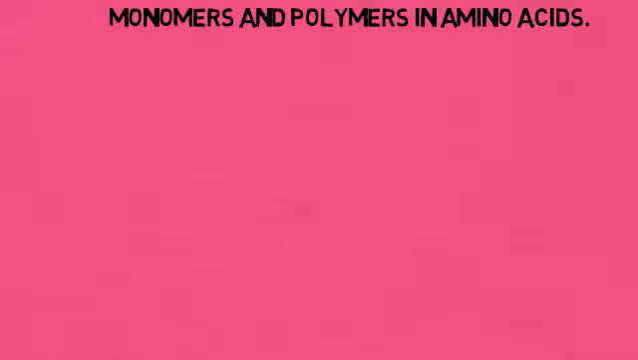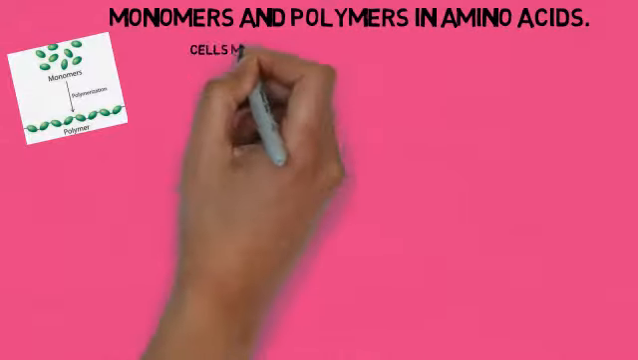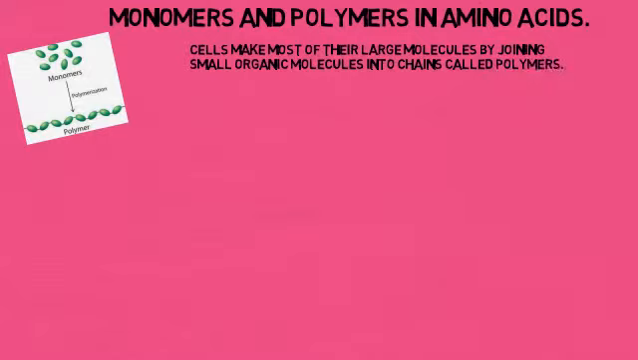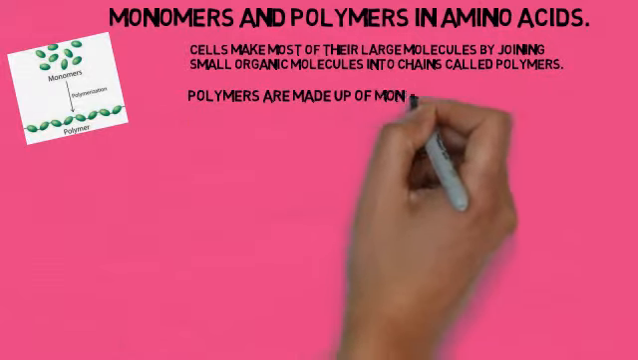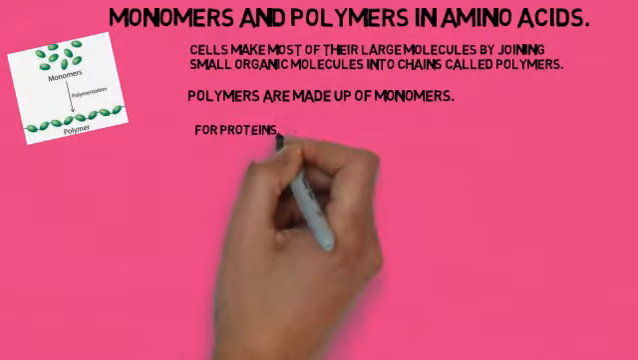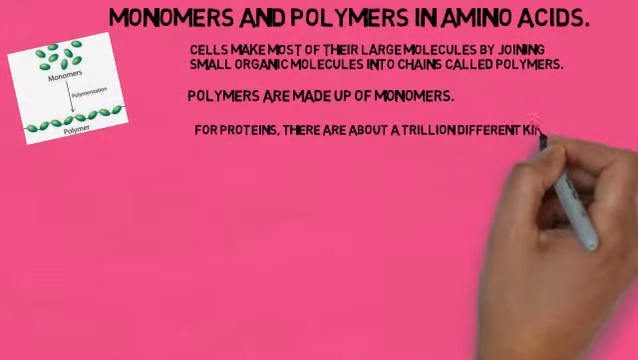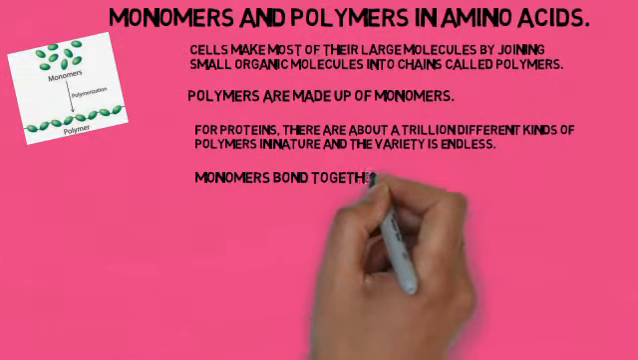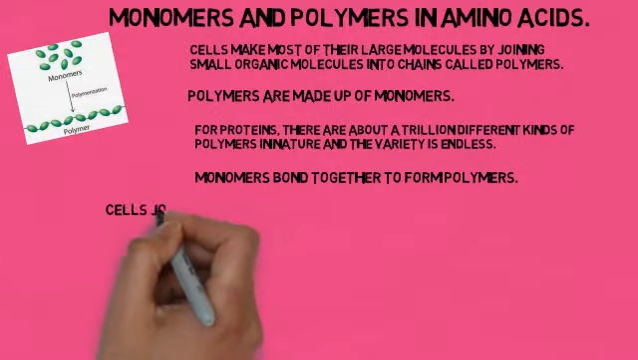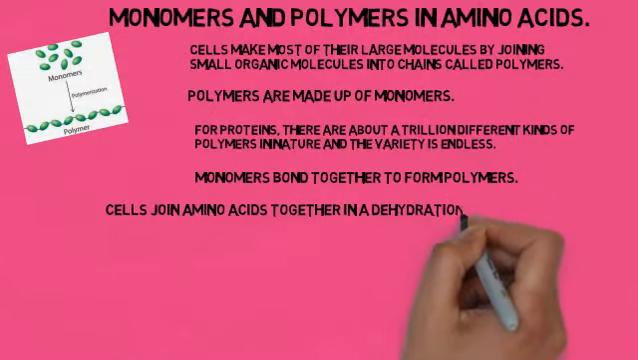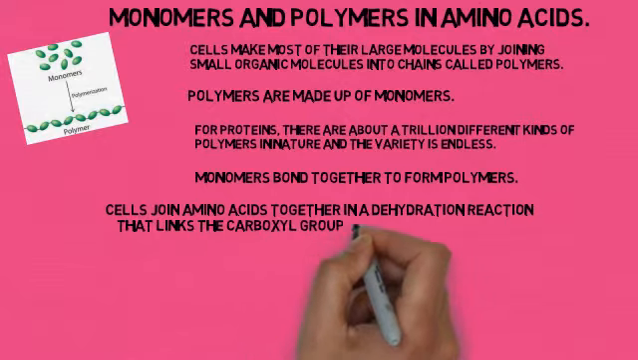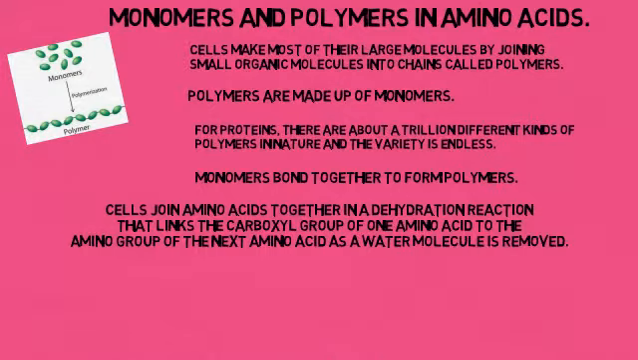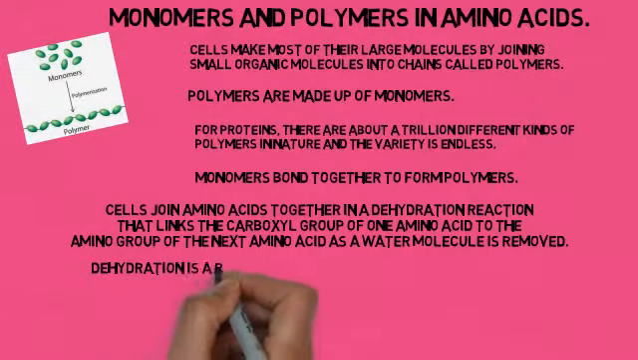Monomers and polymers in amino acids. Cells make most of their large molecules by joining small organic molecules into chains called polymers. Polymers are made up of monomers. For proteins, there are about 1 trillion different kinds of polymers in nature, and the variety is endless. Monomers bond together to form polymers. Cells join amino acids together in a dehydration reaction that links the carboxyl group of one amino acid to the amino group of the next amino acid as a water molecule is removed. Dehydration is a reaction that removes a molecule of water.